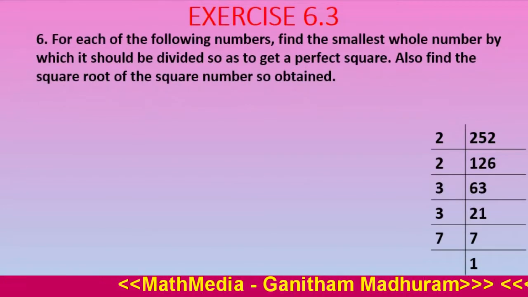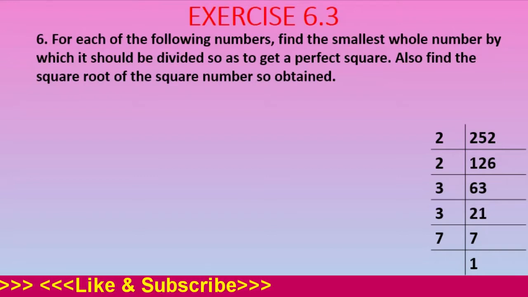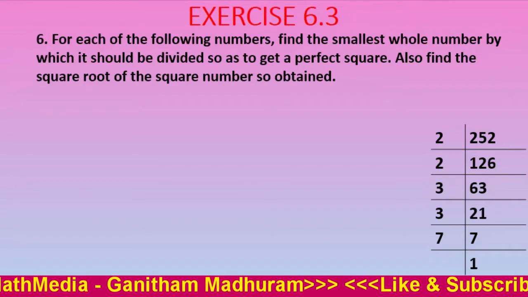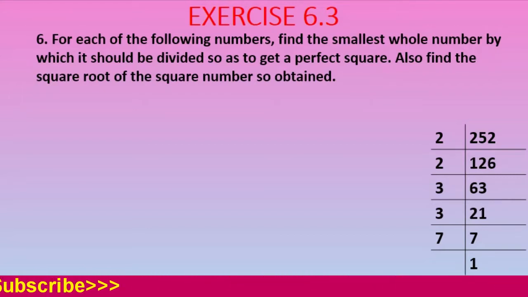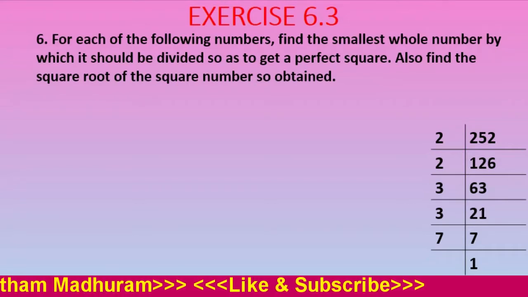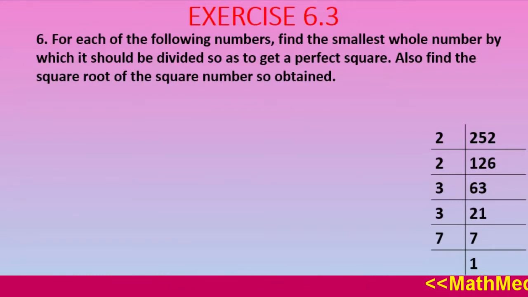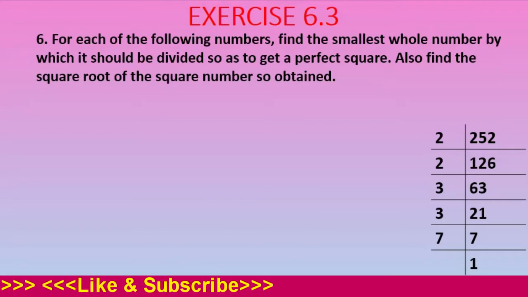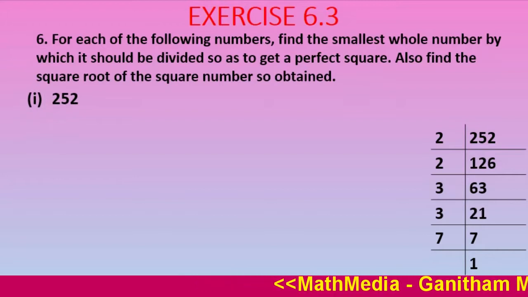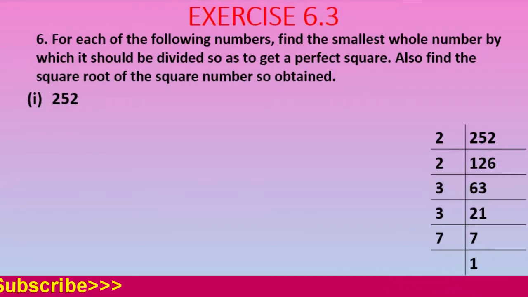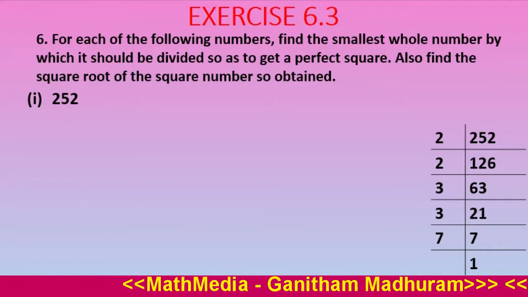Our first question, question number 6. For each of the following numbers, find the smallest whole number by which it should be divided so as to get a perfect square. Also find the square root of the square number so obtained. I think the question is clear. We have to find the smallest number to be divided so that the given number becomes a perfect square. If you get the perfect square, you have to find the square root of that also.